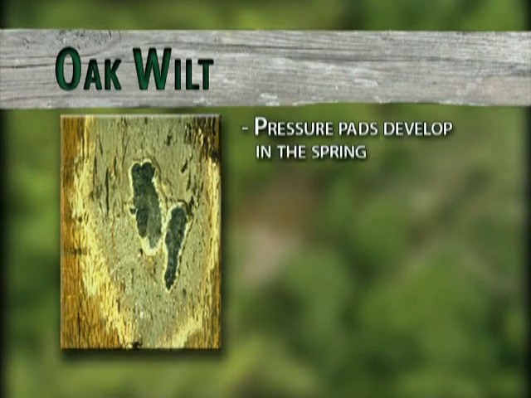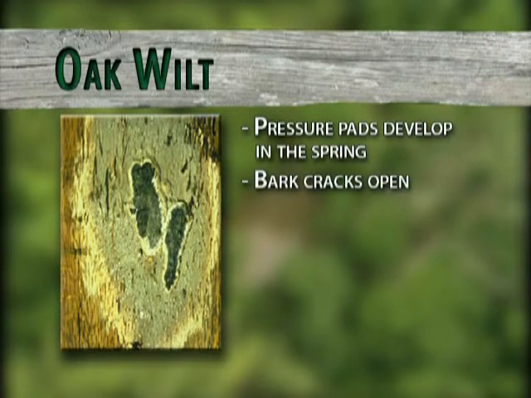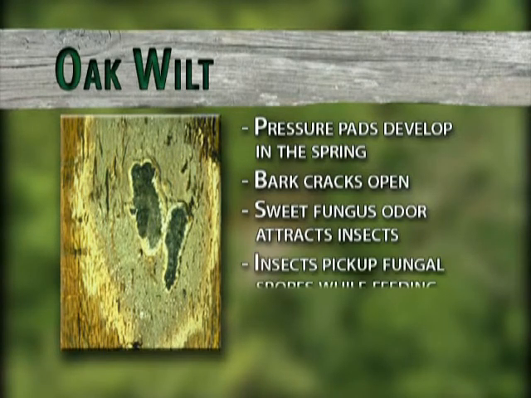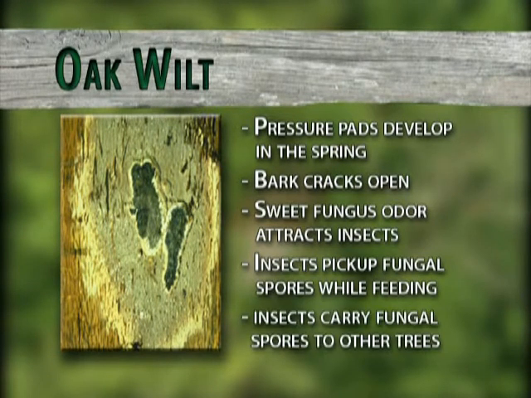Mats of fungus known as pressure pads develop under the bark of trees that have died from oak wilt. The mats form most often in the spring, about 9 to 10 months after that first tree dies. The pressure is so great that they force the bark to crack open. The fungus produces a sweet odor that attracts sap-feeding insects. The beetles pick up fungal spores as they feed on the fungal mats. Then they fly to healthy oaks to feed on sap flowing from fresh wounds, thus infecting new trees.